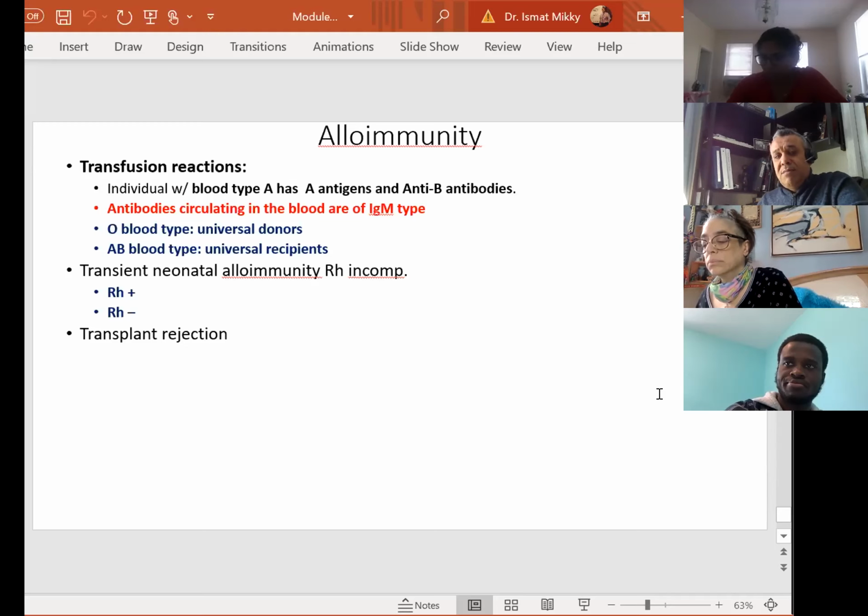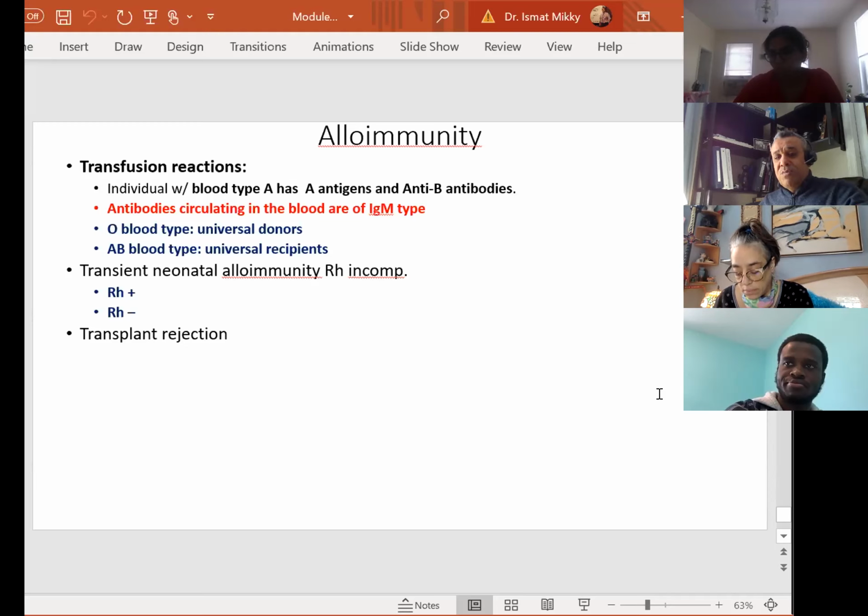So the immune system reacts with antigens on the tissue of other genetically dissimilar members of the same species. An example of this one would be the individual blood type A will have A antigens and anti-B antibodies, and I'll explain that in a minute. The antibodies circulating in the blood are of IgM type. So the type of the immunoglobulins or the antibodies is of type M, IgM.